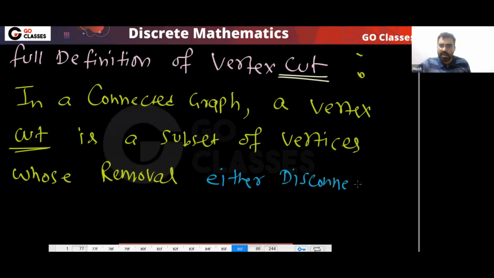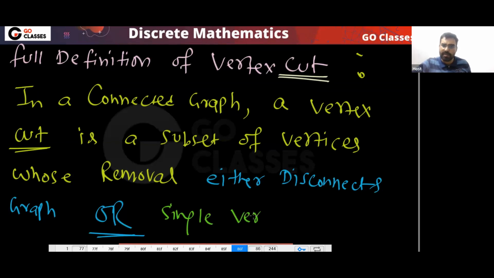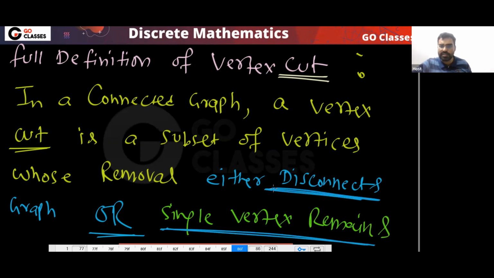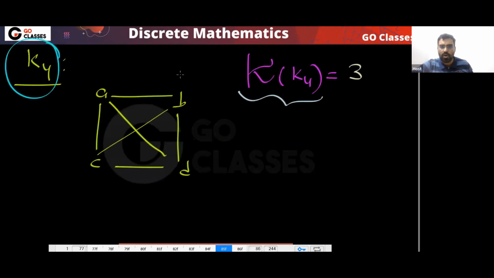or a single vertex remains. Is this clear? Either you will disconnect the graph or a single vertex will remain. This is the complete definition of vertex cut. So you can notice that for this graph, the kappa will be 3.